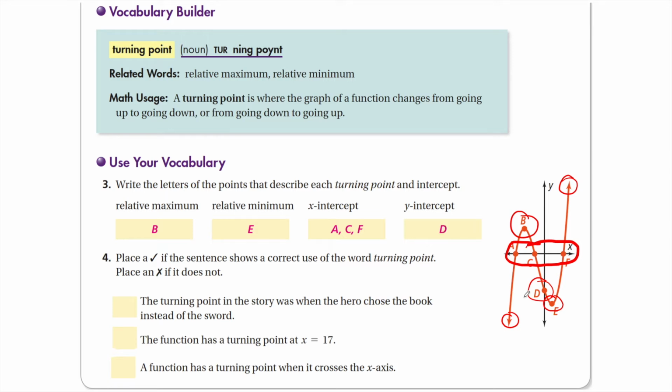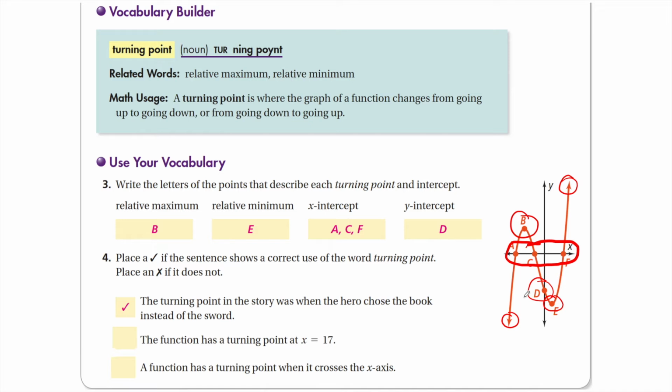Now we have to place a check if the sentence shows the correct use of the word turning point, or place an X if it does not. The turning point in the story was when the hero chose the book instead of the sword. Well, I'm not too good at English, but I will say that that does sound like a turning point. It does sound like a climax of the story, whatever it may be.